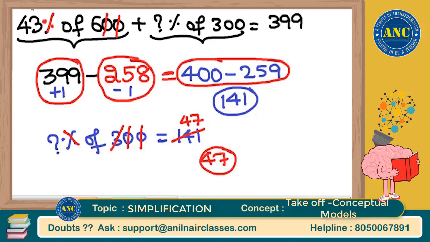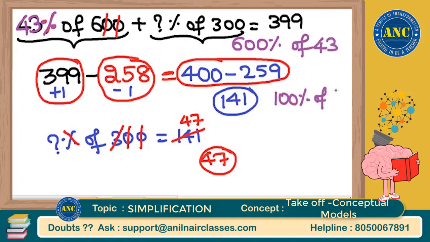Nitin, yes sir. You can use B percentage of A also. 43 percentage of 600 can also be written as 600 percentage of 43. Both are same. 100 percentage of 43 is 43. 600 percentage of 43 is 6 into 43. That is what we did. Both are same, sir.